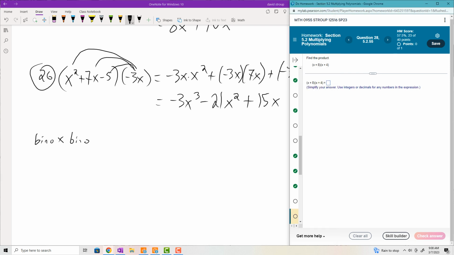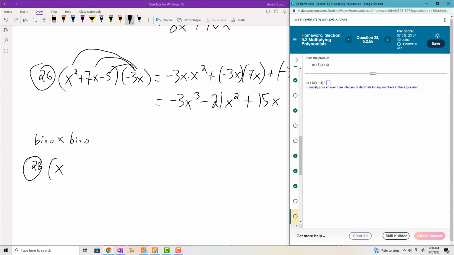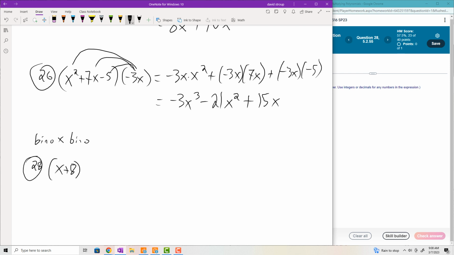And you could think of it as distributing one term at a time. So, for example, in problem 28, we'll have x plus 8 times x plus 4. So the way you want to think of it is distributing the x to the binomial first. So it would be like x times x plus 4. And then plus, then you distribute the 8. Okay, so plus 8 times x plus 4.